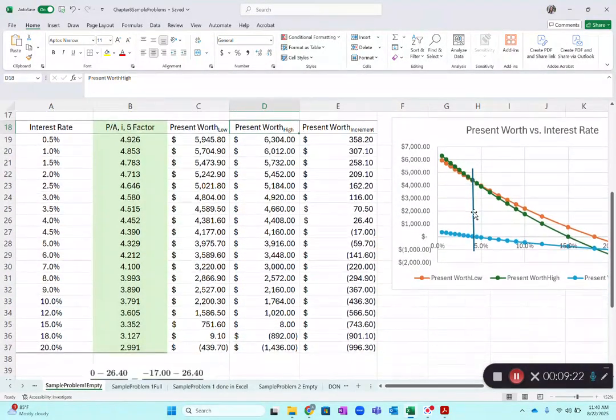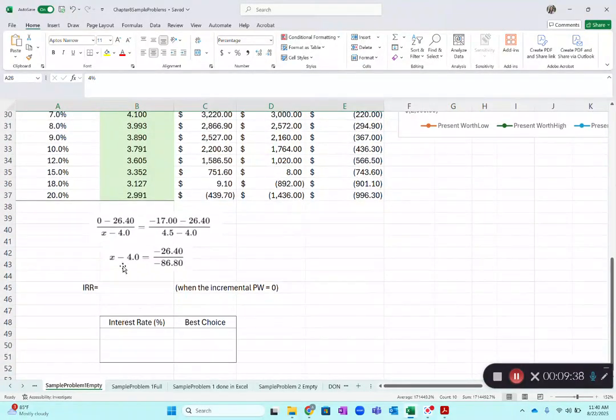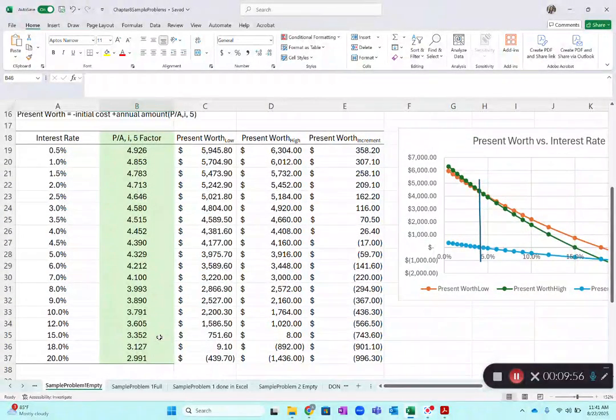To do that, I am going to use interpolation. If you need a refresher on interpolation, feel free to go back and watch that video. I'm going to look at these data points of 4 and 4.5 and 26.4 and negative 17. So I'm going to set up that interpolation here. I wrote that setup here, and if I do all of the calculation, I get an IRR of 4.3%. So that means my incremental rate of return is 4.3%. That's super. That was the answer in previous chapters, but this time we're going to build on to that.